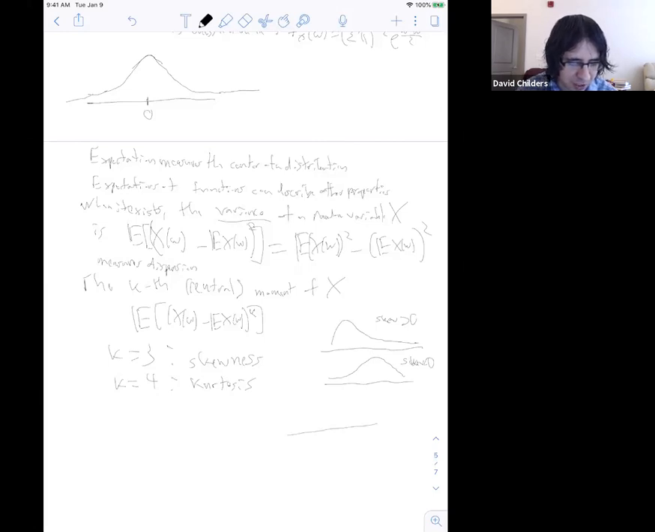Distributions with high kurtosis have a lot of mass in the tails. So they look like this. And distributions with low kurtosis are highly concentrated at the center. So they might look like this.